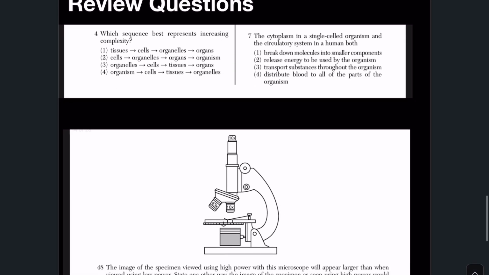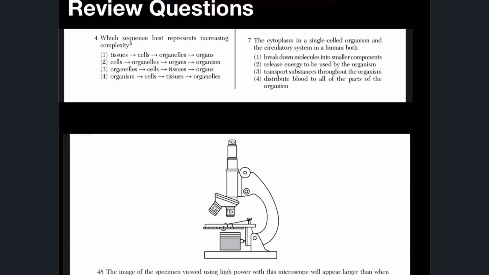Okay, time for some review questions. So the first, we have which sequence best represents increasing complexity? So we look at tissues. The first one is tissues to cells, which we can already cross out because we know that multiple cells together form tissues, not the other way around.